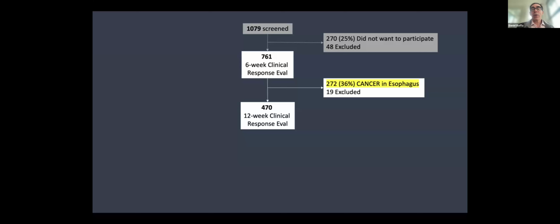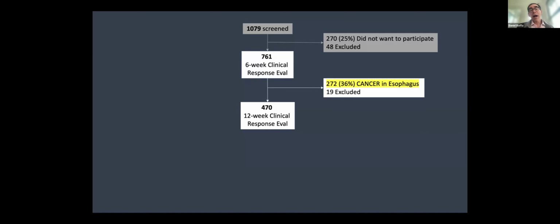At that first evaluation, 36% were found to have cancer in the esophagus. So people got their chemotherapy and radiation. At 6 weeks after the chemotherapy and radiation, they got an upper endoscopy. Just over a third of them still had viable cancer in the esophagus.